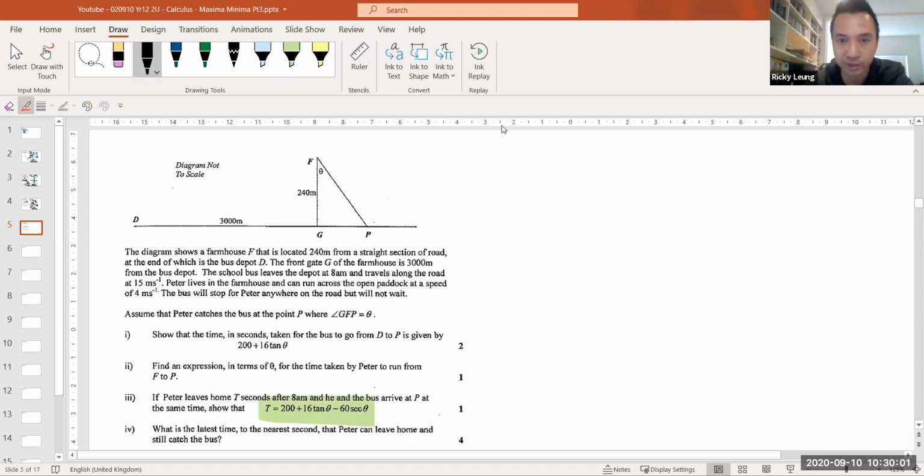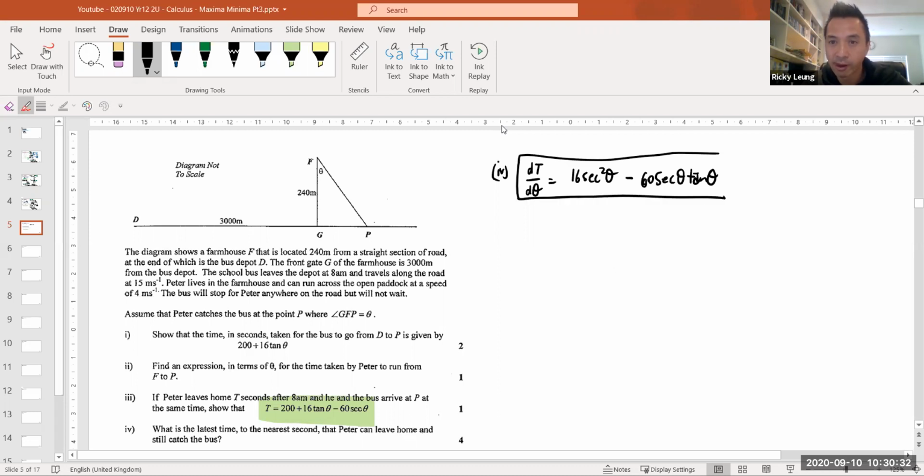So part 4. Let's have a look. dT over d theta: the 200 is gone, it's a constant. Differentiating tan, we know it's sec squared. Differentiating sec, we know it's sec tan. So that's a derivative, off the bat. Step 1 done. Let's have a look at step 2.